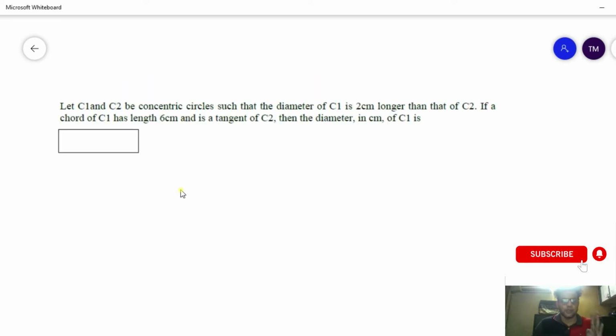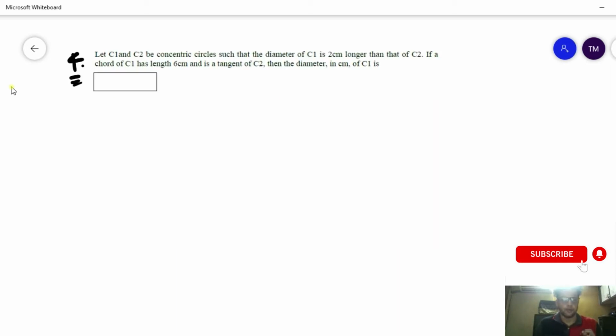So the fourth question that I have identified from the actual paper is this. The question says that let C1 and C2 be the concentric circles such that the diameter of C1 is 2 cm longer than the C2. If the chord of C1 has the length 6 cm and is a tangent of C2, then find the diameter of C1. So let's try to draw the diagram now first.